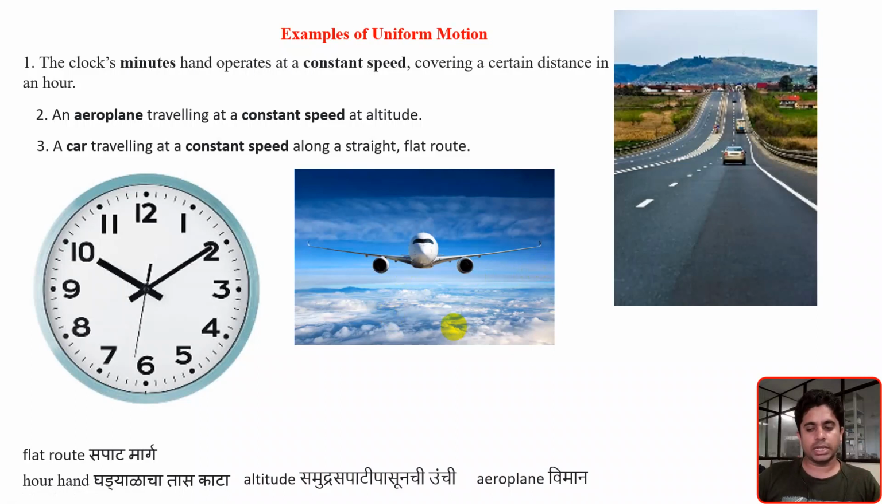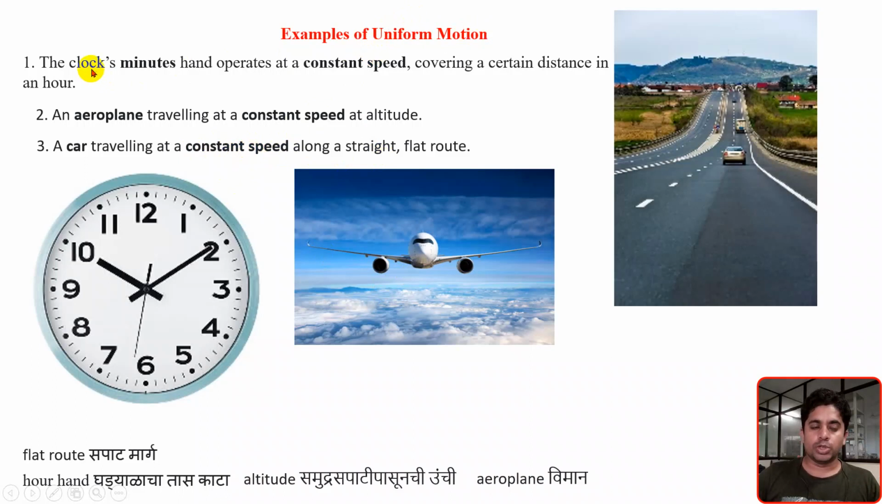Generally we will decide that in 1 hour we have to travel 30 kilometers, or in 1 hour the car has to travel 40 kilometers. So keeping that in mind, we will maintain the speed of the car. There we are keeping the speed of the car constant, and that particular motion of the car we will call uniform motion.